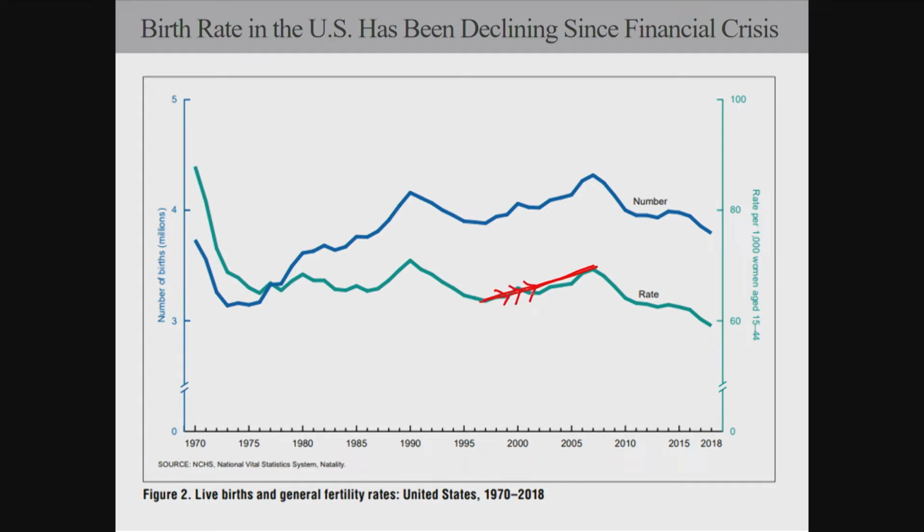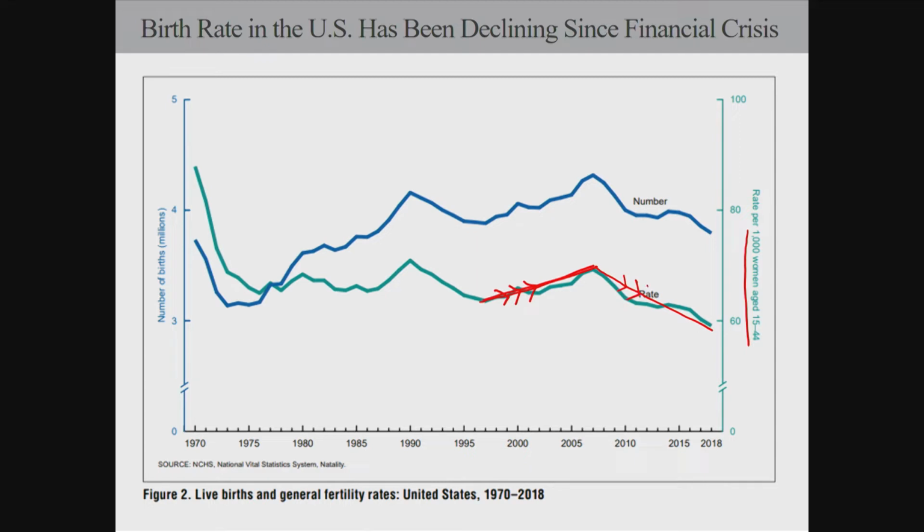Okay, it was increasing, and I'm looking at the rate as opposed to the number because I want to denominate by changes in the number of women. This is looking at the number of births, I believe, per 1,000 women aged 15 to 44. You can see that rate was increasing pretty steadily for about a decade, but since 2007, the birth rate has fallen quite substantially.